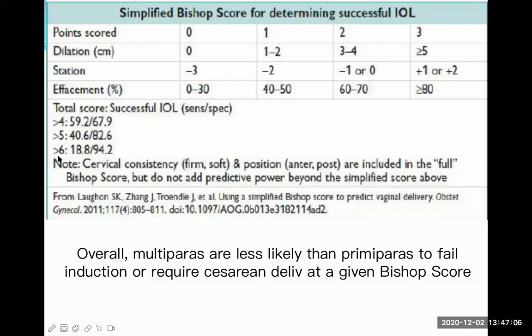If it is more than 6, now see there, it is a bit higher. This is 81. This has to be 81, not 18. This has to be higher than this. So you need to correct it a little bit here. So these days, simplified Bishop score is very commonly used rather than the complete Bishop score. And one point I would like to highlight before we move further: multipara are less likely than primipara to fail the induction or require cesarean delivery at a given Bishop score. Means multipara have more chance of responding to the induction of labor than primipara.